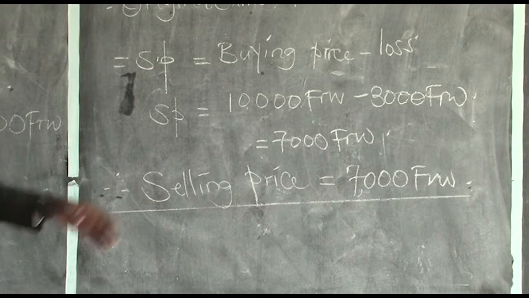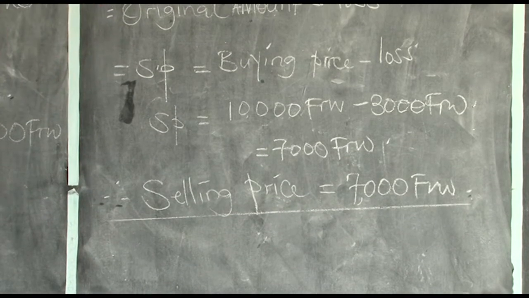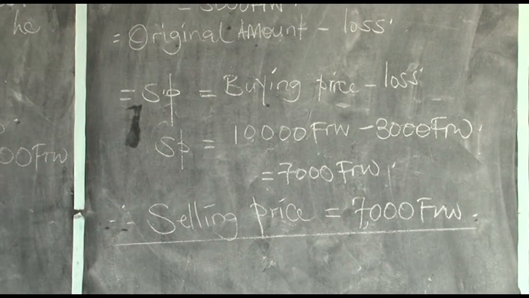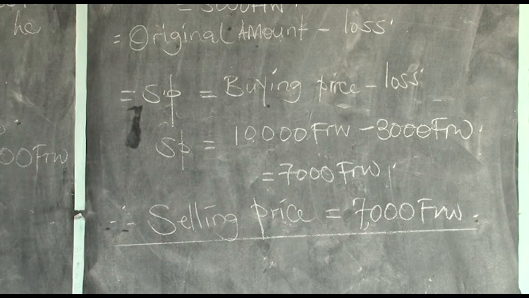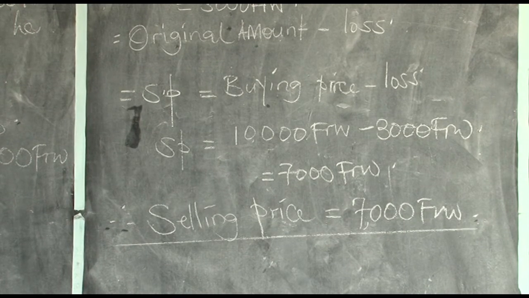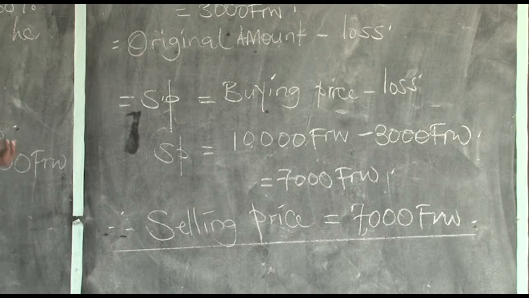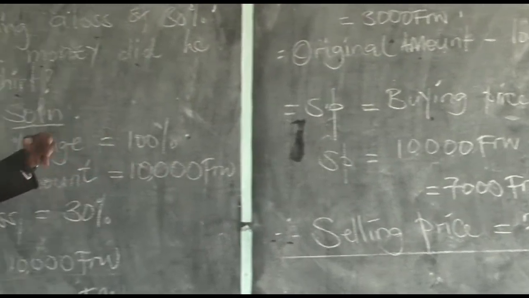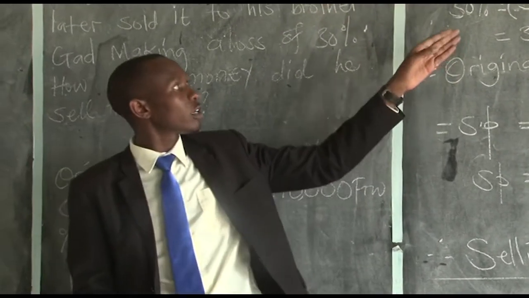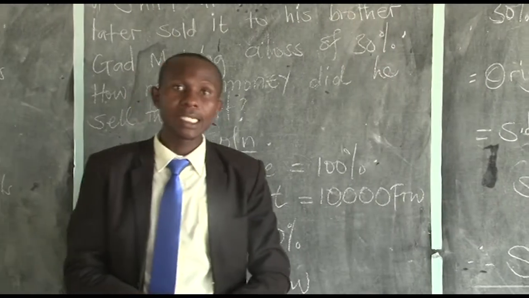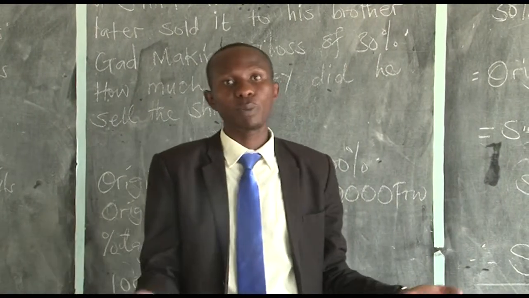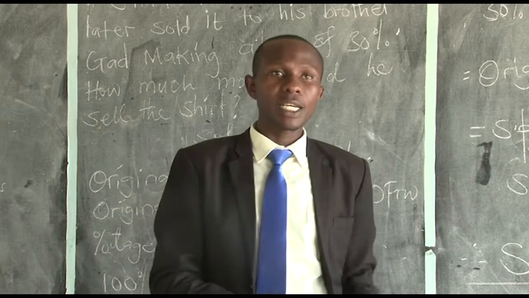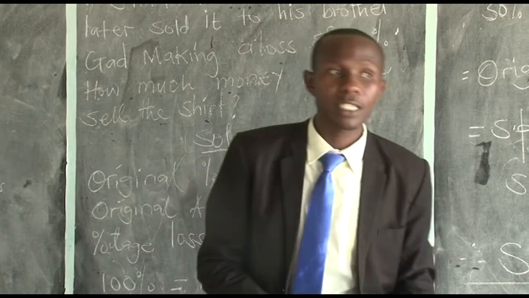So, with example 2, I would like to use only one method, but you can also use the other methods I was using on method 1 to find out everything here. You can also use another method. Instead of finding loss, you just get 70%. Then you find what the 70% represents, and it also gives you the same answer.